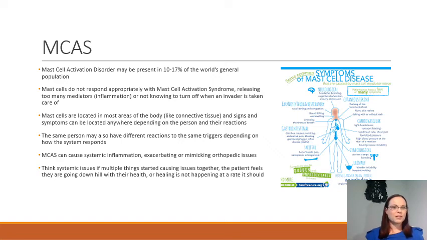You want to think systemic issues if there's a lot of things that are happening that are causing issues together, if the patients feel they're kind of going downhill all of a sudden with their health, healing isn't happening at a rate that it really should, something just doesn't feel right in how they're presenting, how they're progressing with things, or how they're trying to rehab out of something.